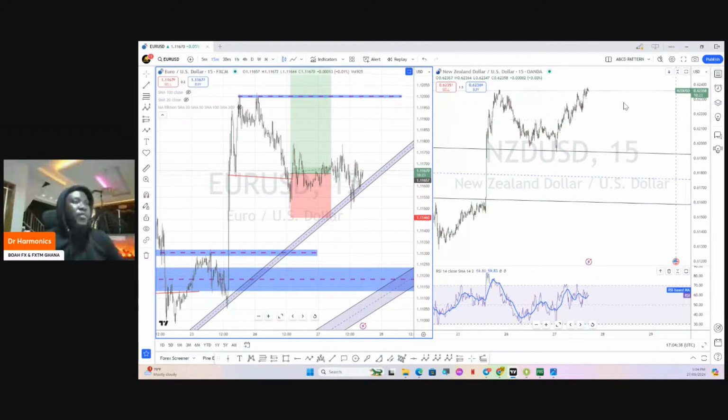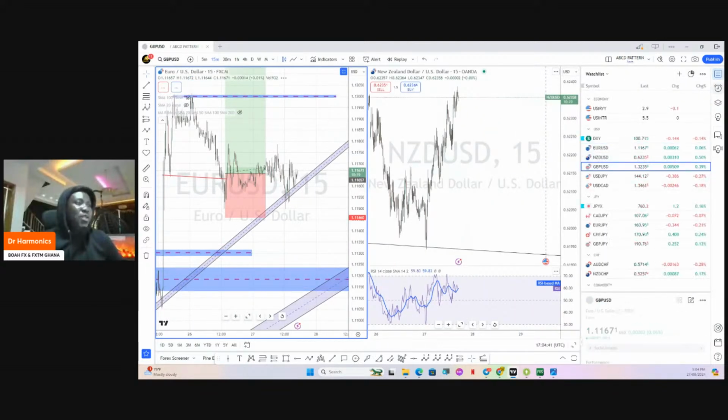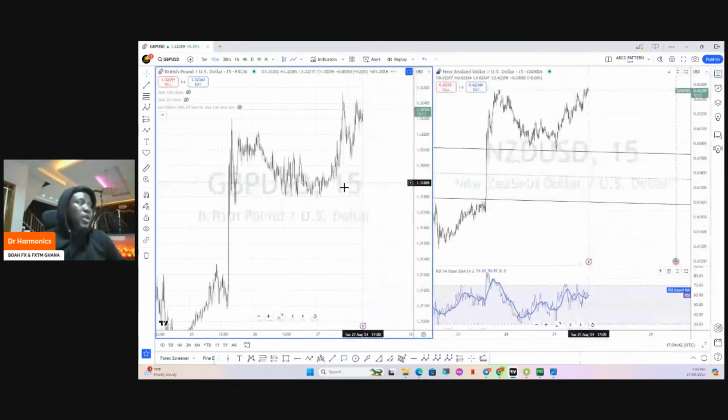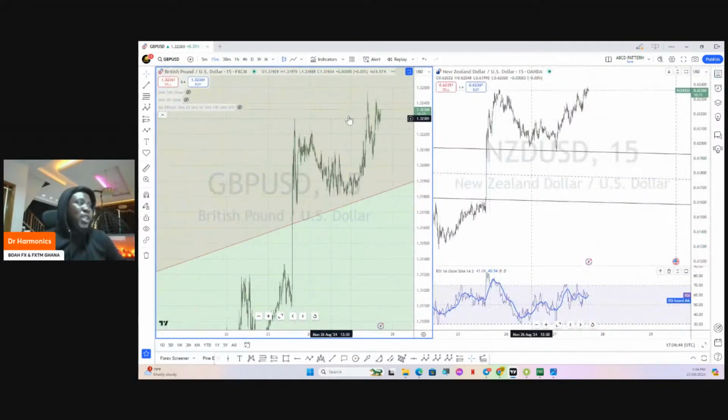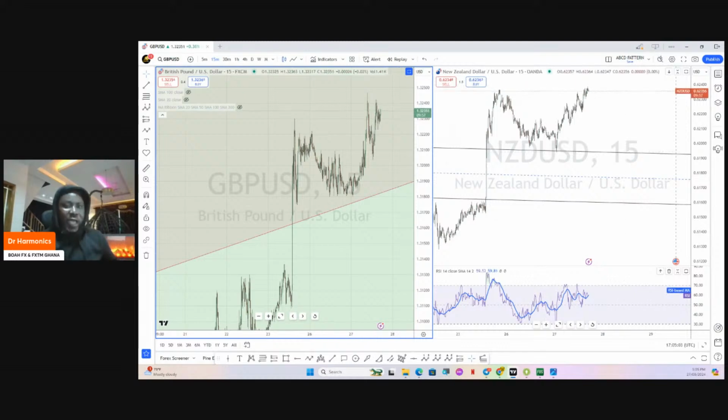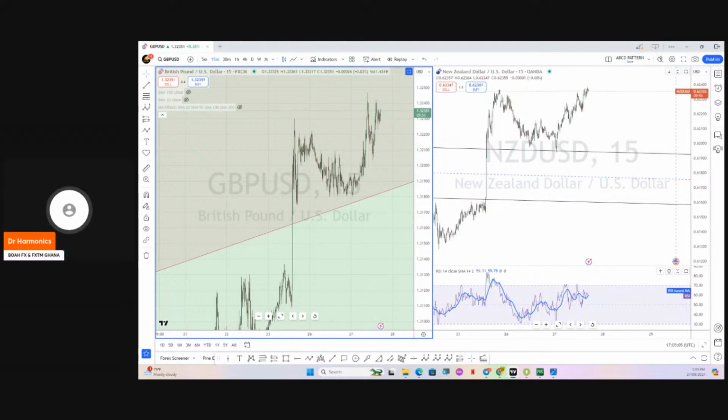Okay, let's look at pound USD. Pound USD has also broken the resistance. Okay, the same structure, but pound USD has also broken the resistance. So as smart as you are, you should be looking for Euro USD buy, which is a smart way of trading. Okay, let me give you another smart way of looking at the market. So I also saw some lagging in the market, which you can also take advantage of.